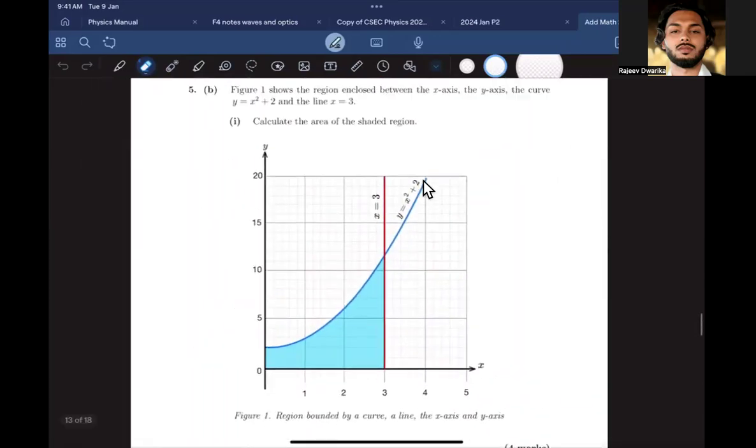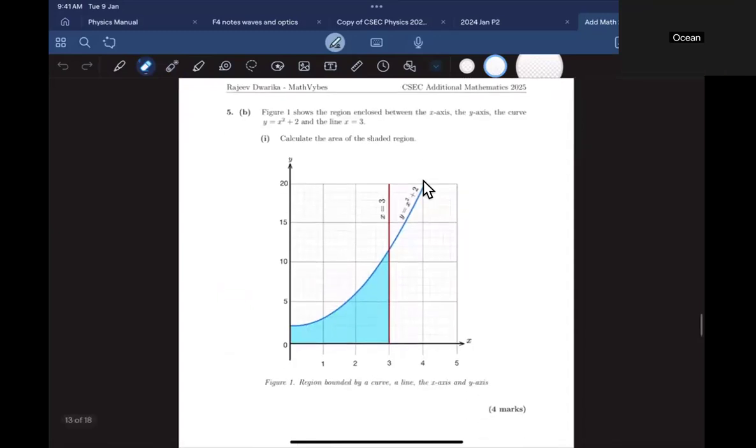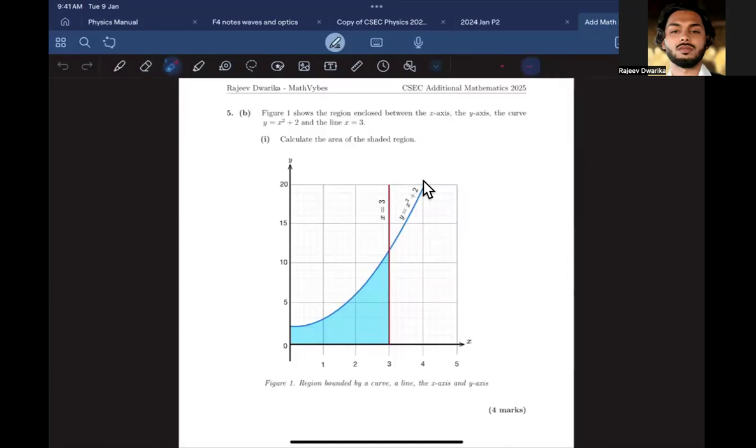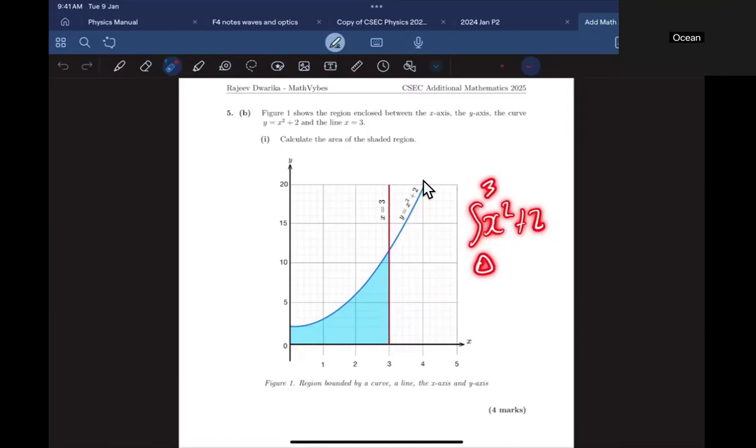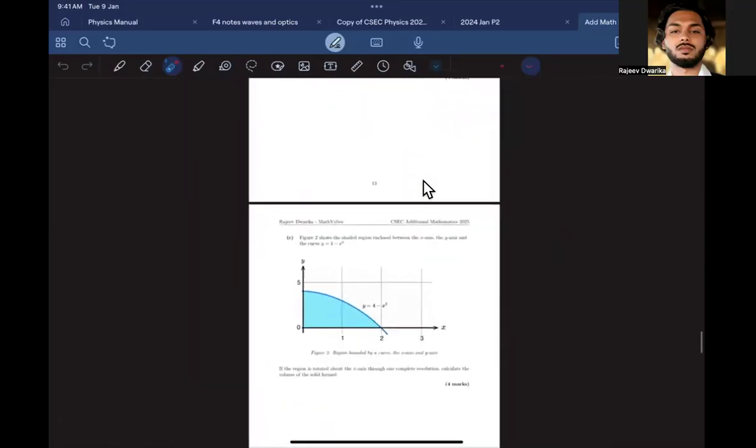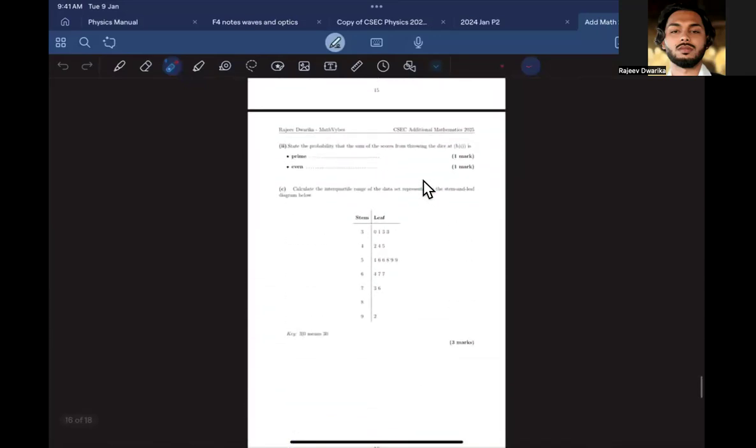You got through these questions? This one, no. But when I tell you how easy this was, all you had to do was integrate between x equals 0 and x equals 3. All you had to do was integrate x squared plus 2 between 3 and 0. And you can do that? Yeah, I didn't see it. Shucks. Well, I'm sure you still passed something, right? That's the most important thing.